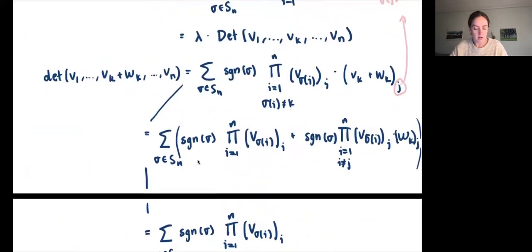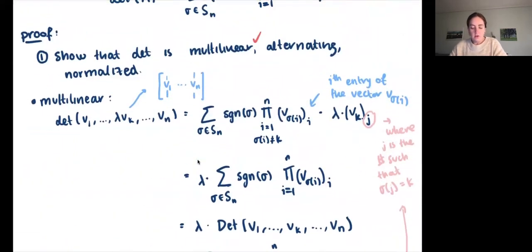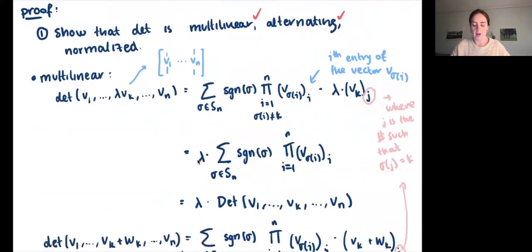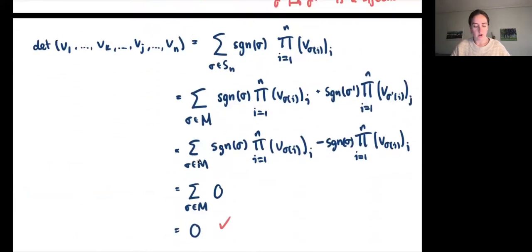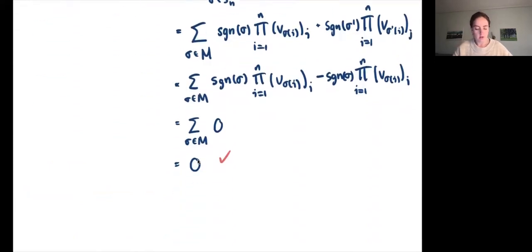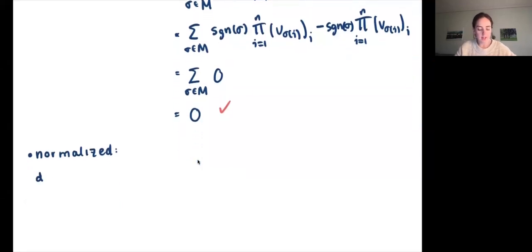Okay, so let's go back. We need alternating and we need normalized. Normalized is the easiest one, so we've already done all the hard work. So now we do normalized. Let's take det of E1 up to En.